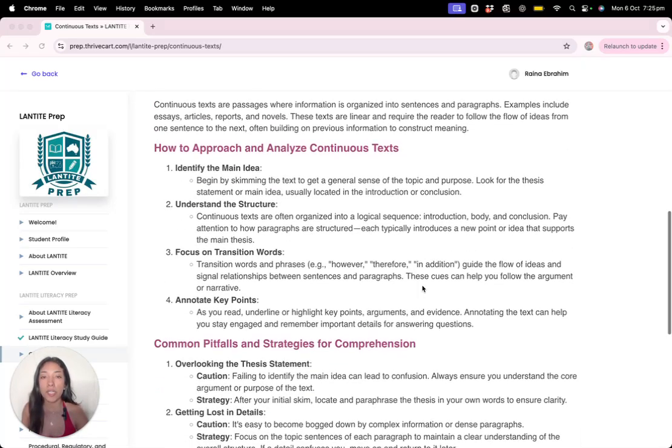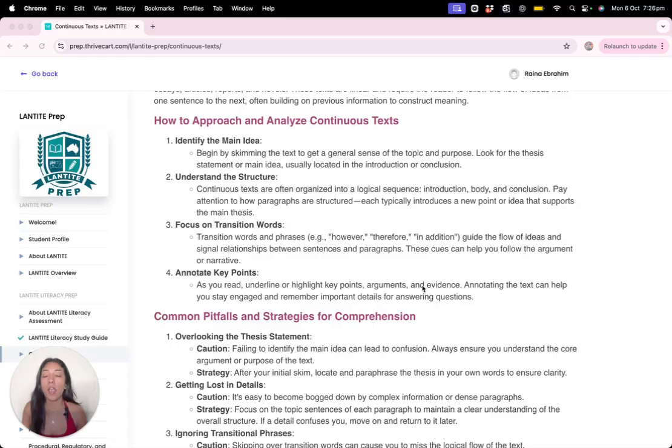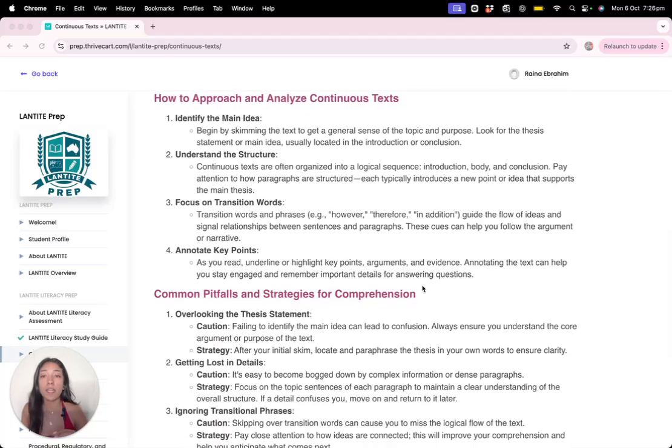So how to approach and analyze continuous text? First, you need to identify the main idea. Begin by skimming the text to get the general sense of the topic and purpose. Look for the thesis statement or main idea, usually located in the introduction or conclusion. Then you'll be trying to understand the structure. Continuous texts are often organized into a logical sequence: introduction, body, and conclusion. Pay attention to how these paragraphs are structured. Each typically introduces a new point or idea that supports the main thesis.